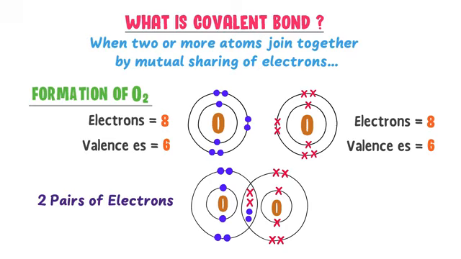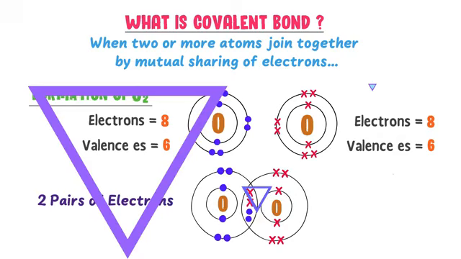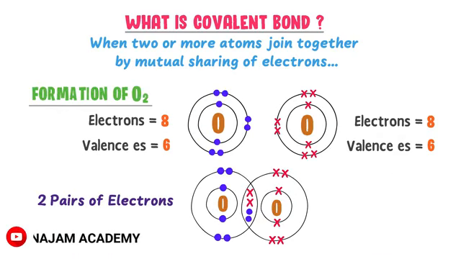to form oxygen gas. Also, you must know that these 2 shared pairs of electrons neither belong to this oxygen atom nor belong to this oxygen atom. Rather, they belong to both atoms. Therefore, we say that when electrons are mutually shared by atoms, they form a covalent bond.